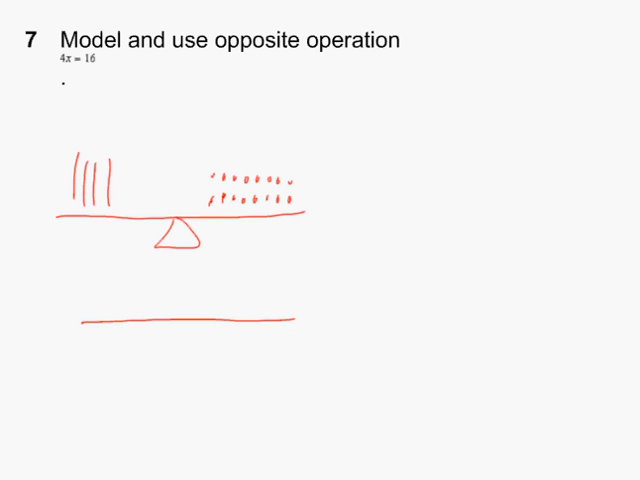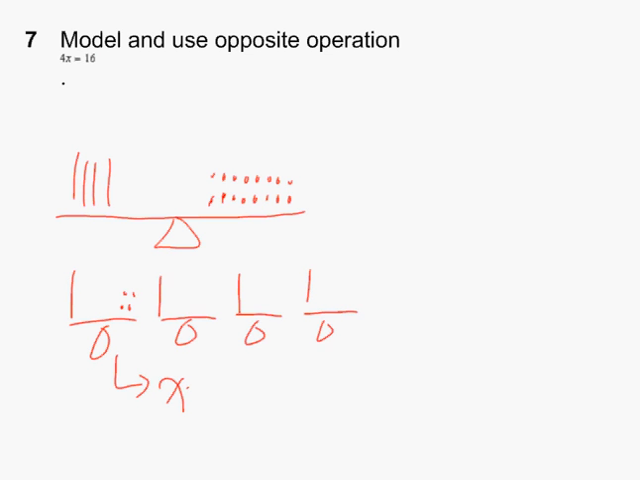In question 7, it says model and use opposite operation. So 4x would be modeled with 4x tiles. 16 would be modeled with 16 of those. And if 4x has a weight or a value of 16, then if I divide those x's into 4 smaller scales and put them all on there, each of those scales would have 4, and therefore x would have a weight or a value of positive 4. Using opposite operation, I would divide both sides by 4, and I'd have x equals 4.